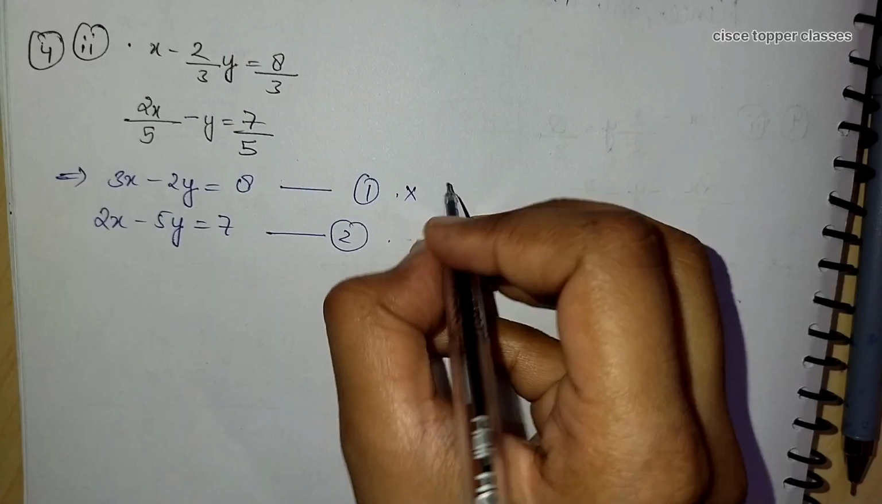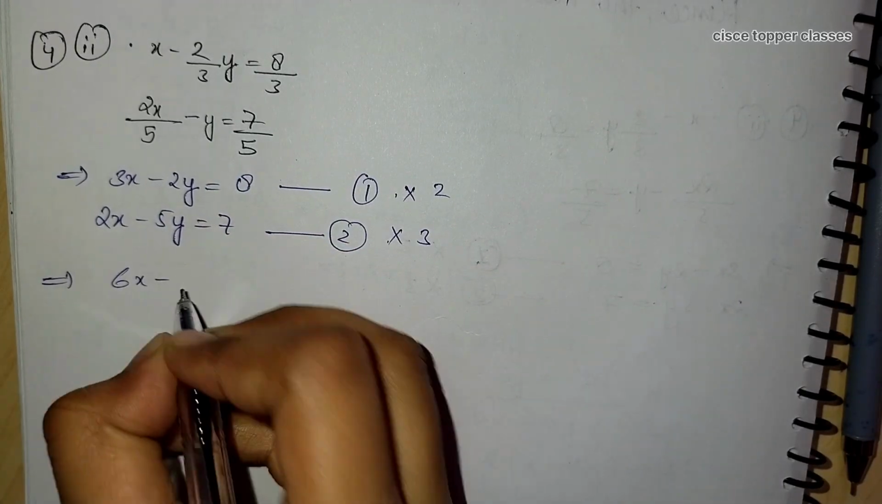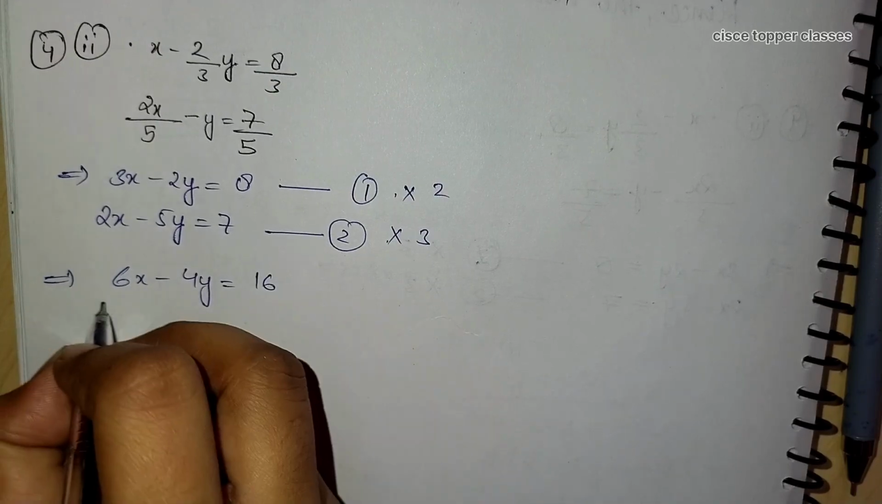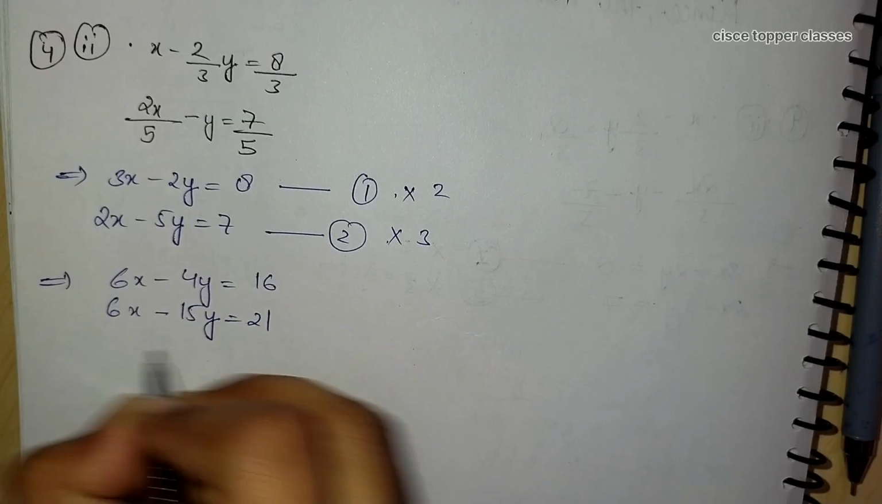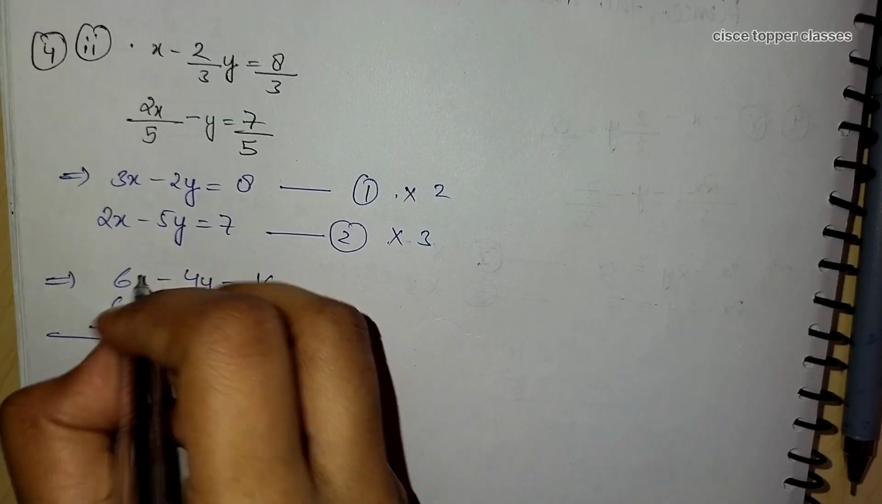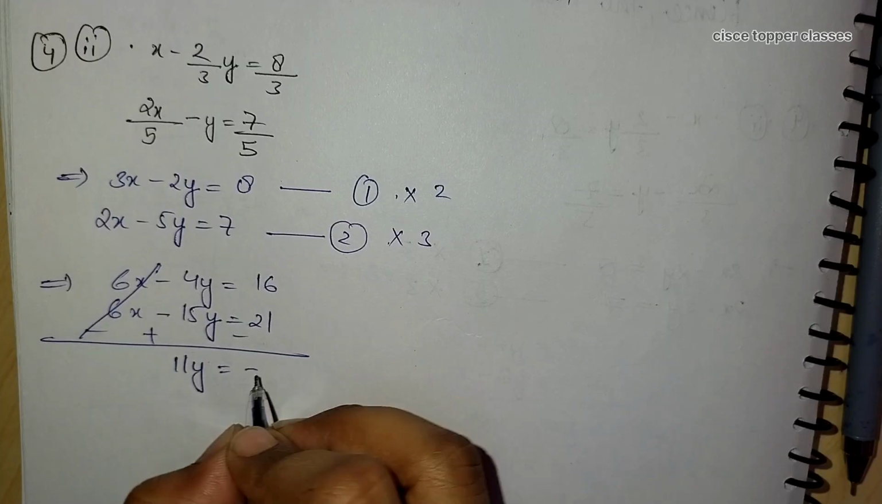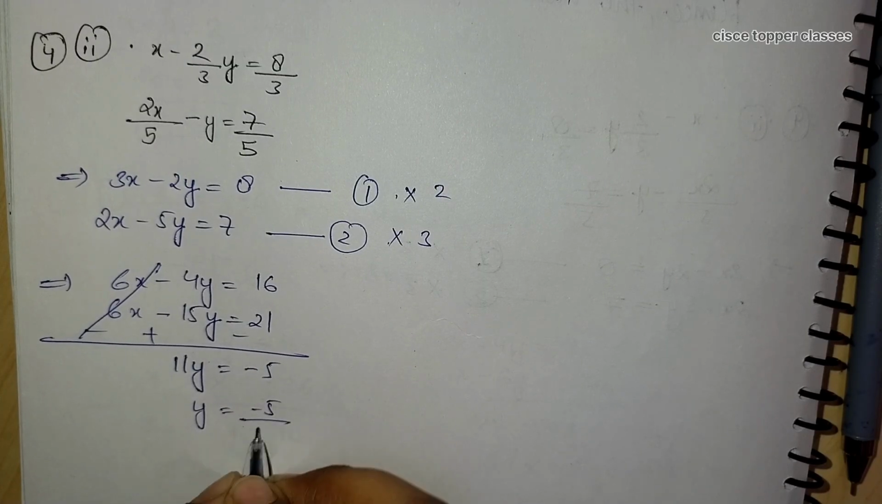Now we will multiply the first with 2 and the second with 3 to cancel out 6x. So 6x minus 4y equal to 16, and 6x minus 15y equal to 21. Let us subtract this from here. We will get 11y equal to minus 5, so y is equal to minus 5 by 11.